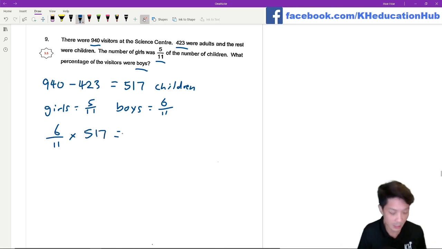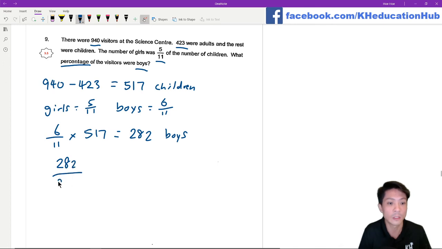So multiply by 6/11, gonna give me 282. So this is the number of boys. Okay, but the question is asking for what percentage of the visitors were boys. So the boys over the total visitors multiplied by 100 is going to give you the percentage. Okay, which will give me 30%.